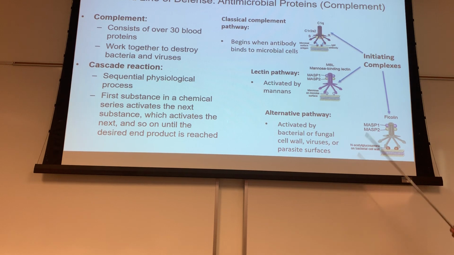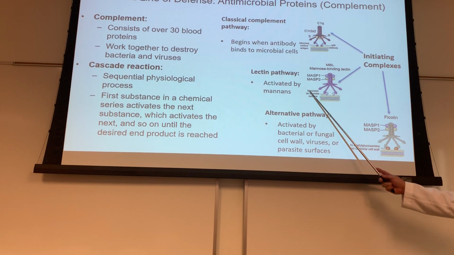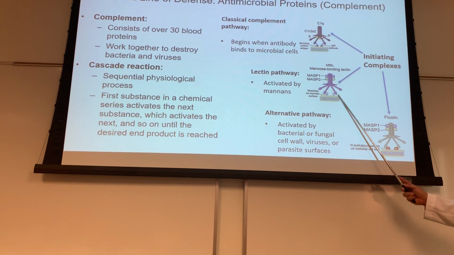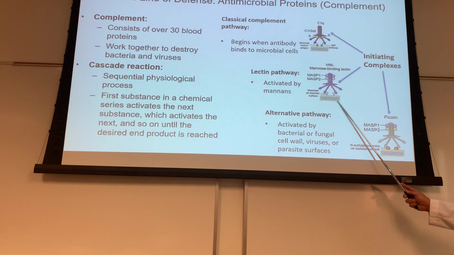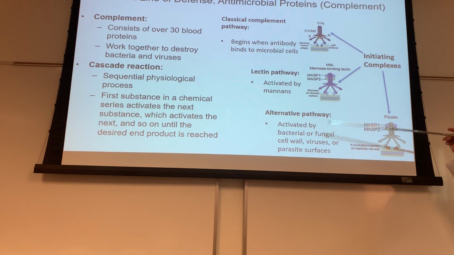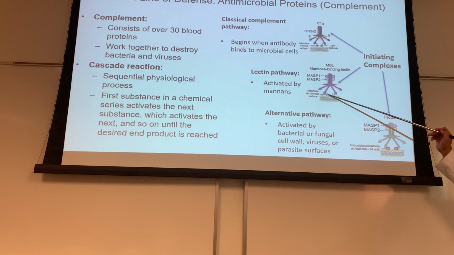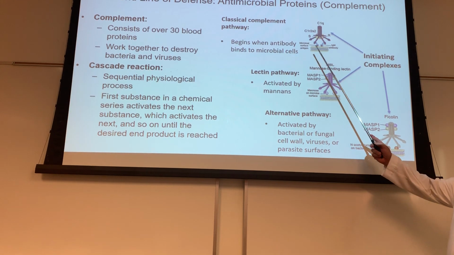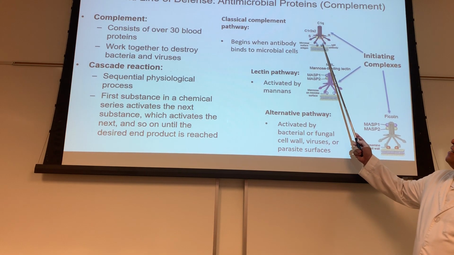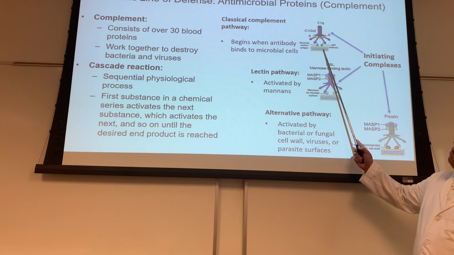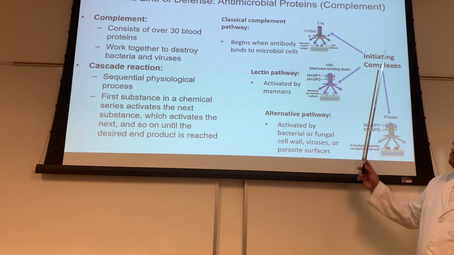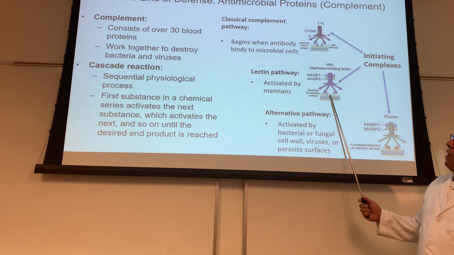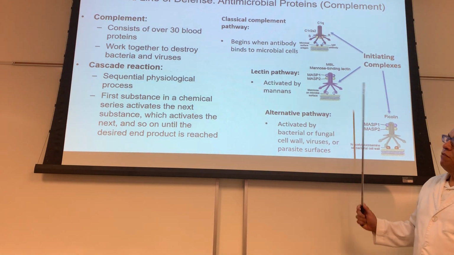Well, you can also do the same thing, but using what's called the lectin pathway. This is a different initiating complex and it recognizes certain sugars called mannoses that are on the surface of microbes. So the classical pathway recognizes the antibody that's been bound to the pathogen. The lectin pathway recognizes the mannose on the surface of pathogens.